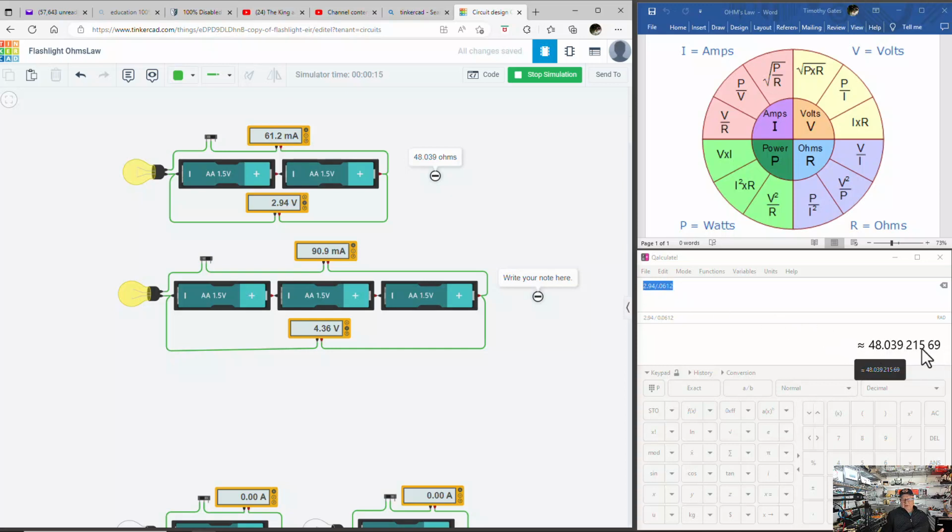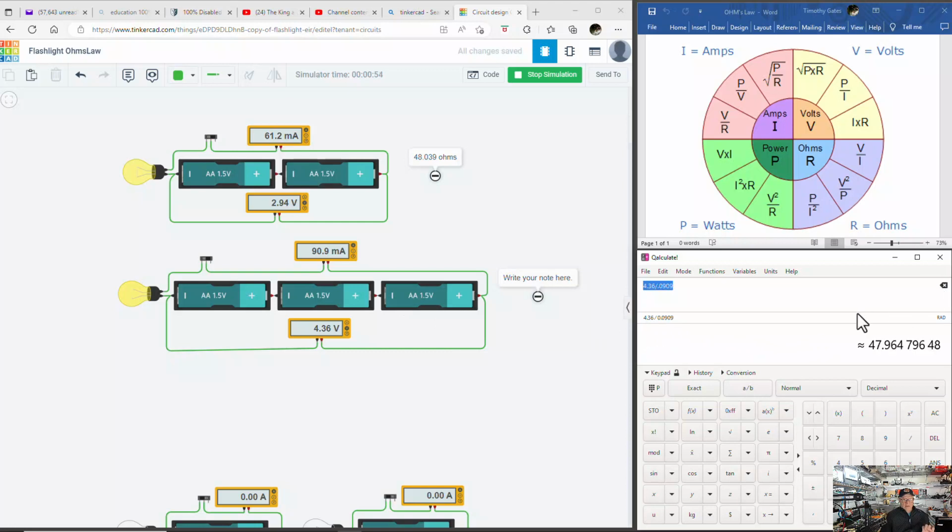Now, all these other decimal places are wasted, so we don't care about those. Now we're going to go to the next one down here where we have 3 batteries, and we're going to do the same calculation again, except we're going to use 4.36 divided by 0.0909, because remember, 90.9 milliamps, that's 90.9 thousandths of an amp. So we've got to move the decimal place over in order to use it here.